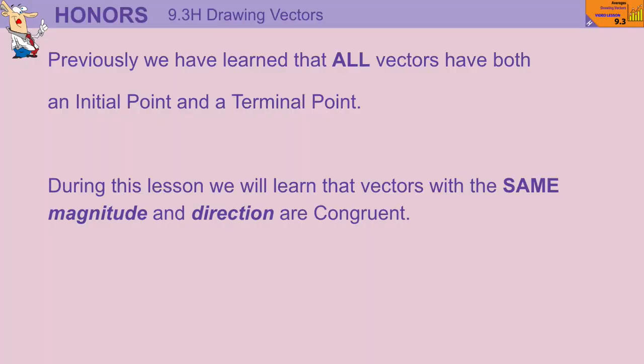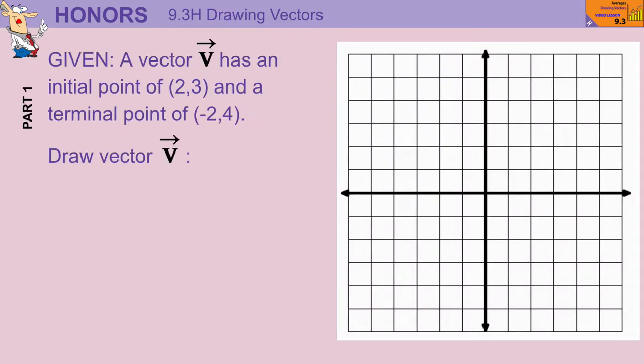So previously, we identified that all vectors have both an initial and terminal point. During this lesson, we'll learn that vectors with the same magnitude and direction are really considered congruent. They're the same. They can be drawn anywhere that we want them to, by direction or whatever else. As long as they have the same magnitude and the same direction, they're going to be congruent. So let's look at an example.